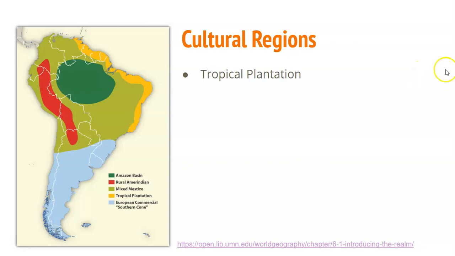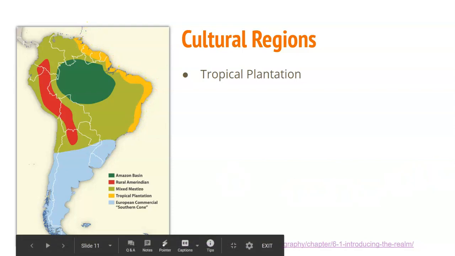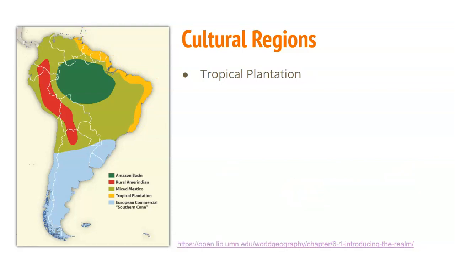Okay, so you're going to have the tropical plantation. It's going to be here along the coast, and of course, called the tropical plantation because you had a lot of plantations here during the colonial era. And so again, we had indigenous folks who were forced to work, and then of course a very high number of African slaves worked here as well. In fact, today we still have a very large number of people here who are of African descent.